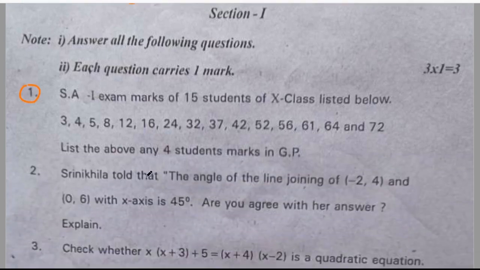SA1 marks obtained by 15 students of class 10 are listed below. They are 3, 4, 5, 8, 12, 16, 24, 32, 37, 42, 52, 56, 61, 64, 72. List any 4 of the above students' marks in GP.